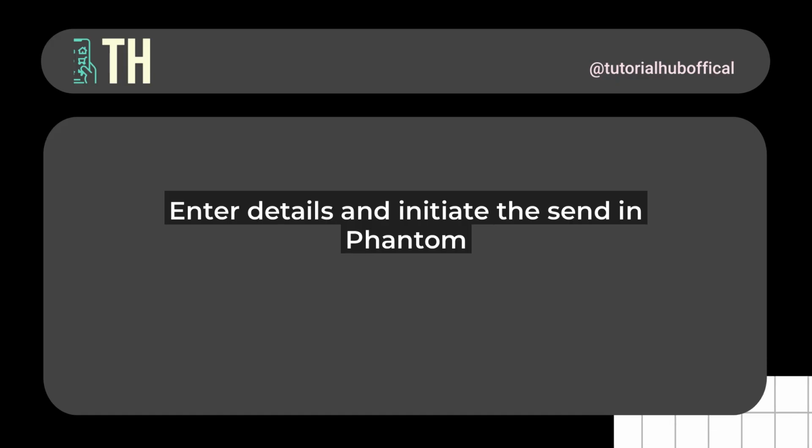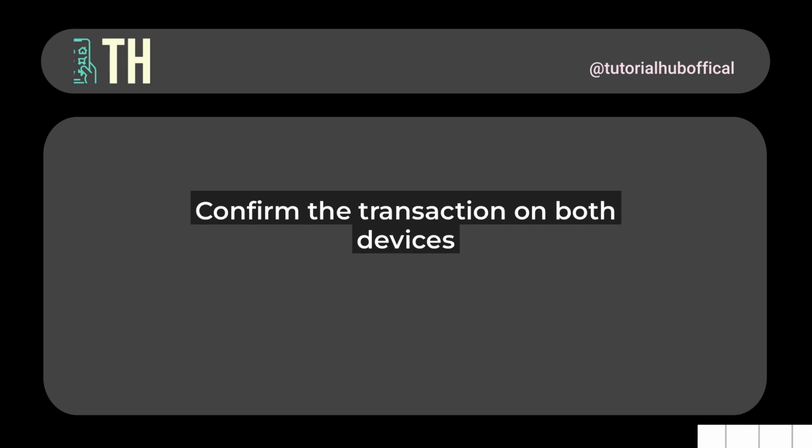Enter the amount of Tether you want to withdraw, review the transaction details like fees and network. It should be Ethereum, and hit Next. Step 4. Confirm the transaction on your Phantom app. Then, on your Ledger Nano X, you'll see a prompt to approve the transfer. Carefully verify the details on the screen before confirming with your device buttons.